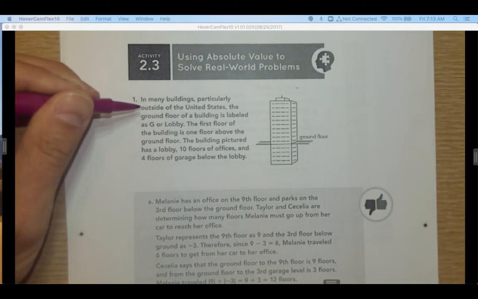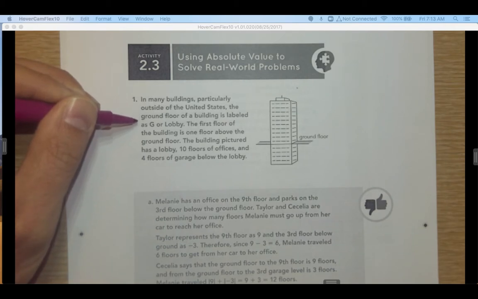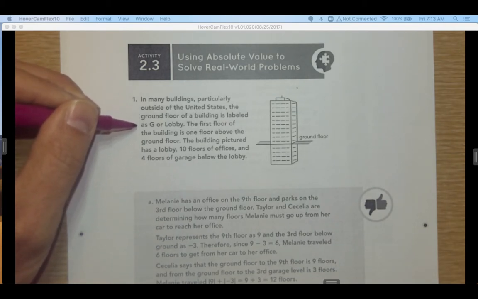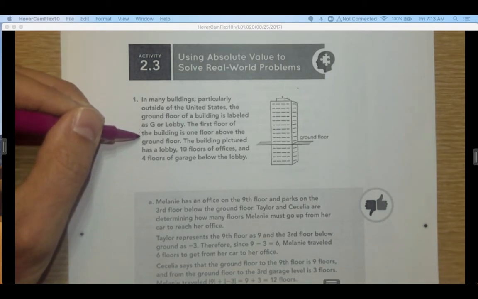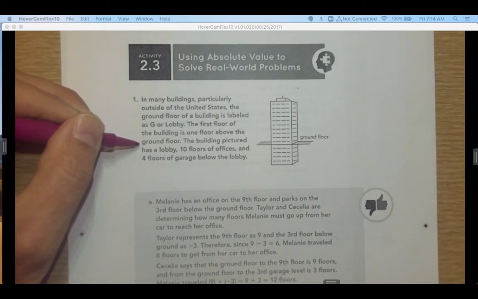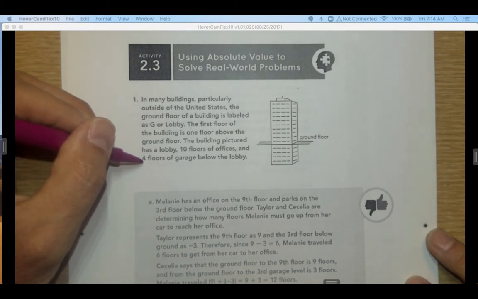In many buildings, particularly outside of the United States, the ground floor of a building is labeled as G, or lobby. The first floor of the building is one floor above the ground floor. The building pictured has a lobby, 10 floors of offices, and 4 floors of garage below the lobby.